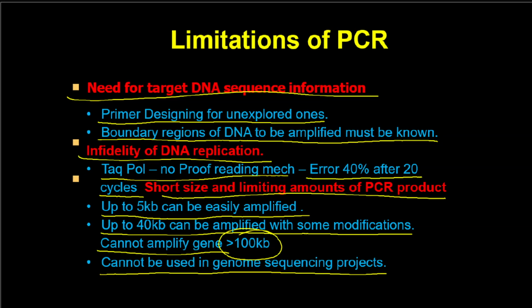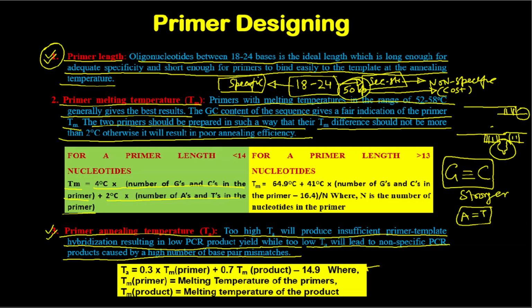Sorry, Taq polymerase cannot amplify genes larger than 100 kb. It cannot be used in genome sequencing projects, because there we have to amplify a large amount of DNA. So in that case, this Taq polymerase can't be used.